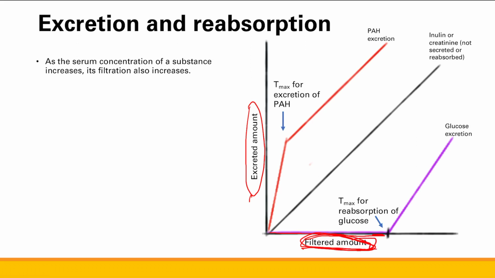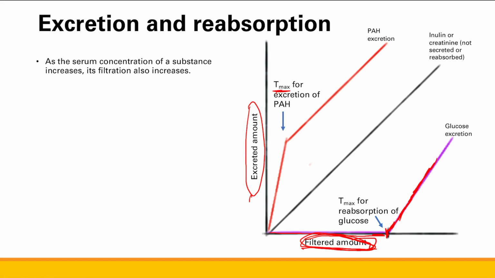However, if you have too much glucose, again, there are transporters mediating this. If you overload all your transporters, eventually you're going to get to a point where you can't reabsorb any extra. And so glucose is going to start appearing in your urine. That's why it's going up. It's going to be some excreted amount.